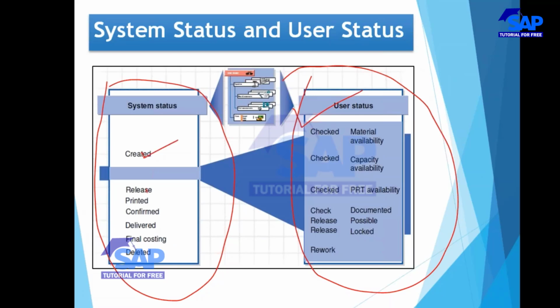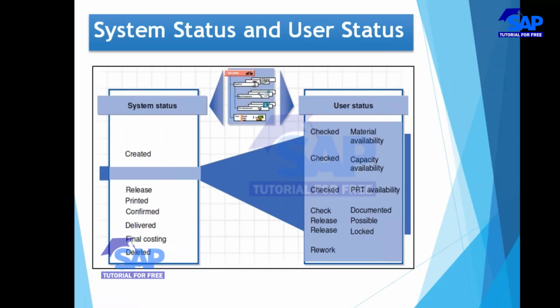Then once you release the order, it will get updated with the release. Then if you print, confirm, all those statuses will keep on getting updated as you execute all the production order functions. So you have system status and you have user status. This is standard SAP. You cannot do anything here. User status you can configure as per your requirement. This we will discuss when we go to configuration.